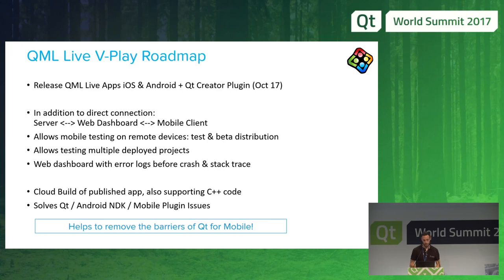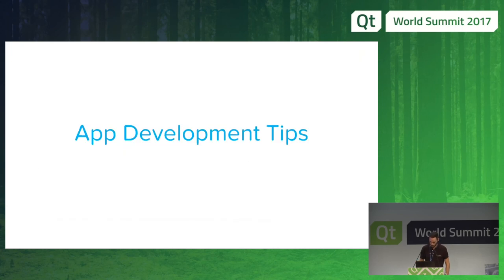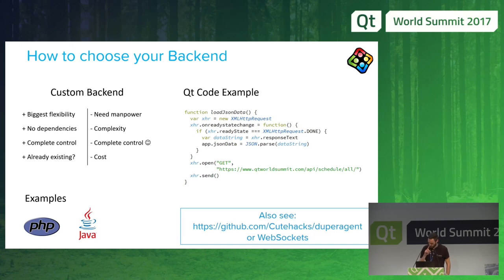And essentially, this really solves the pain of different third-party service dependencies, NDK and SDK issues, and issues with different Qt versions and different Qt Creator versions, which is always a bit weird in the mobile world. So this helps to remove the barriers of Qt and QML for mobile, which is, I think, a really good thing. All right, so to the second section, which is a couple of tips for backend development.